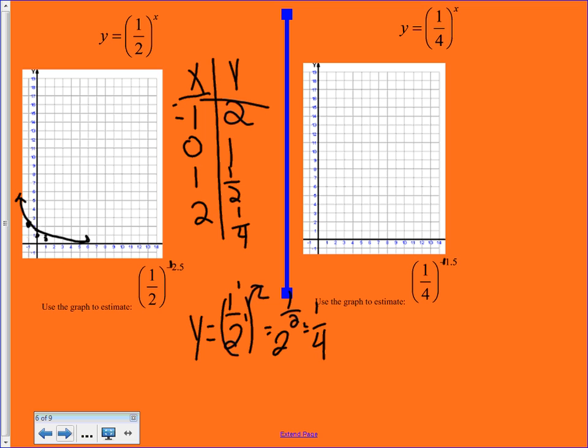That's the thing with these decay equations. And same thing for the growth equations, but on the other side of the y-axis. We're going to touch the axis, but for right now, we're never going to cross the axis. Okay? So let's get you started on this next one.